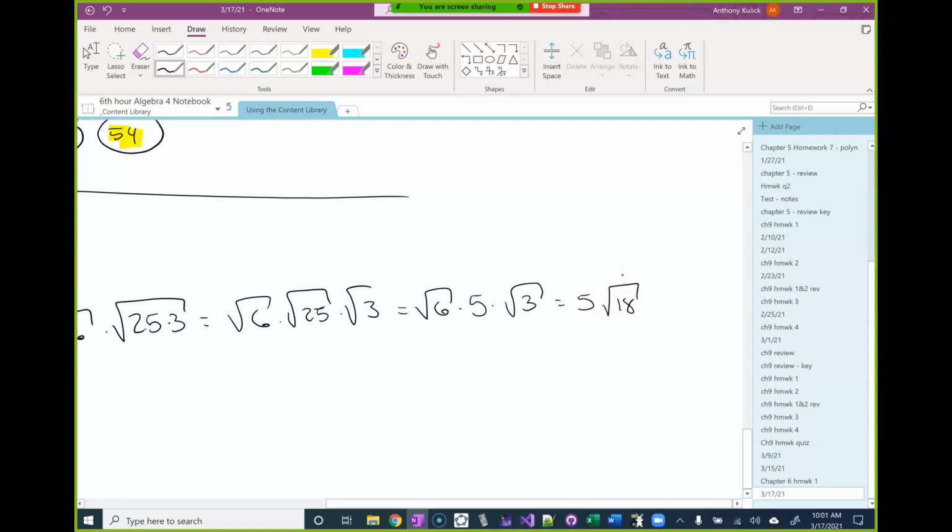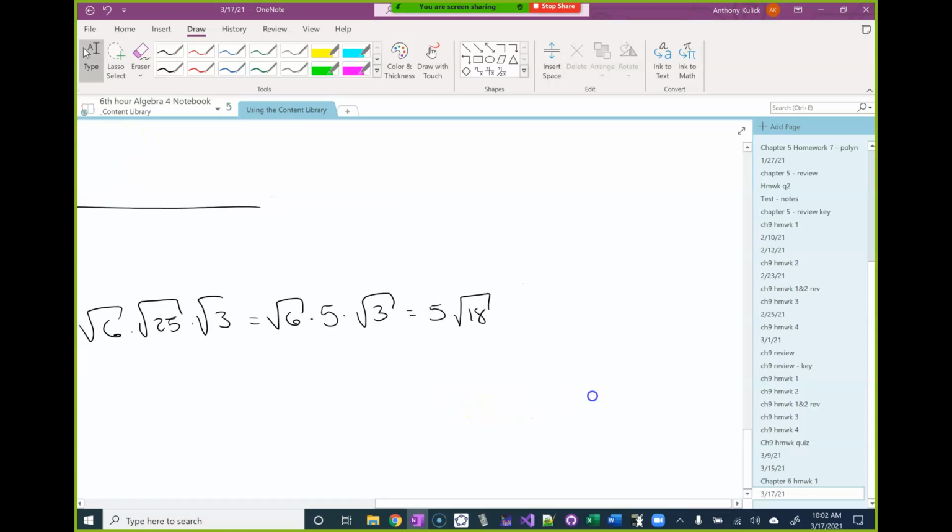We'll talk about why that might be a good or bad idea, depending on the situation, in just a second. What do you notice about the square root of 18, though? It's not a perfect square. But does it have a factor that's a perfect square? 9. Yeah, so after you multiply, we still have to make sure we go back and check. Except it's 2, not 3.